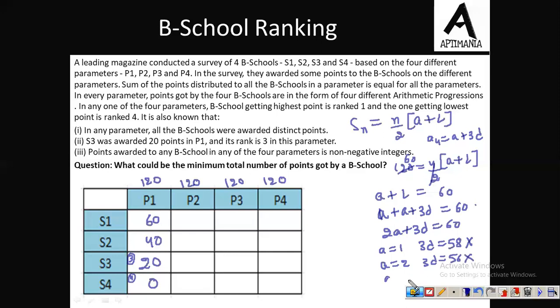Now a equal to 3, so 2a will become 6, minus करते हैं तो 54. Now d from here comes out to be 18. This will form an AP. So if I suppose the first term to be 3 and the common difference is 18, so the next term will be 21, then 39 and then 57. And you can check the sum will be 120 only.